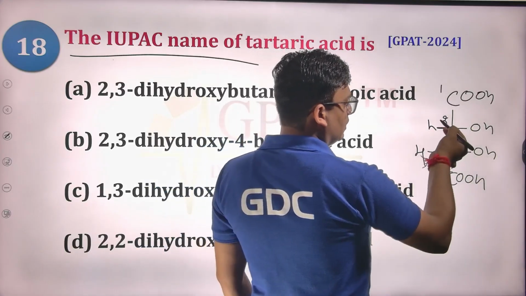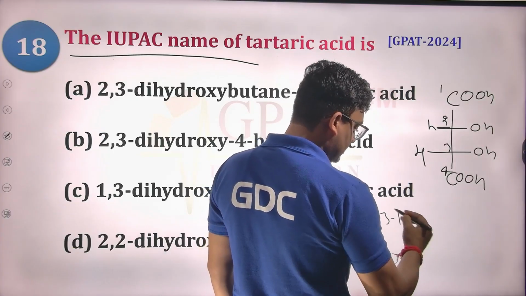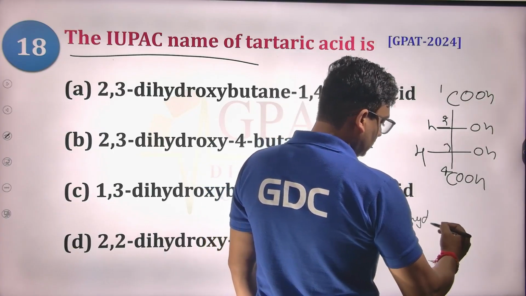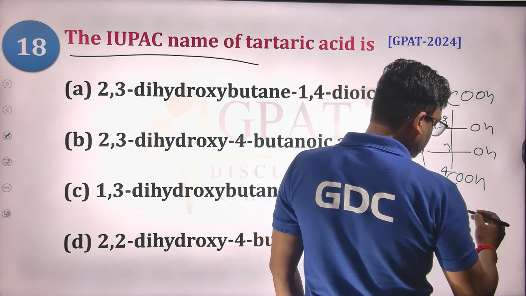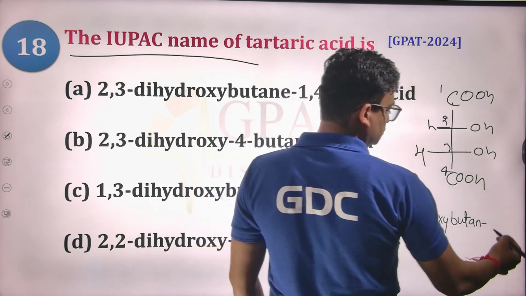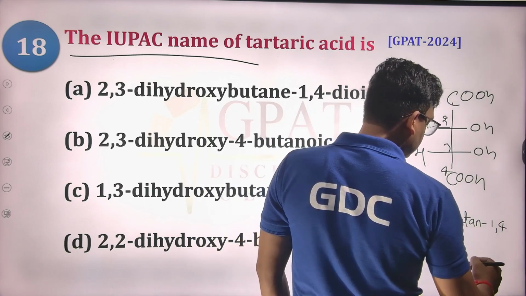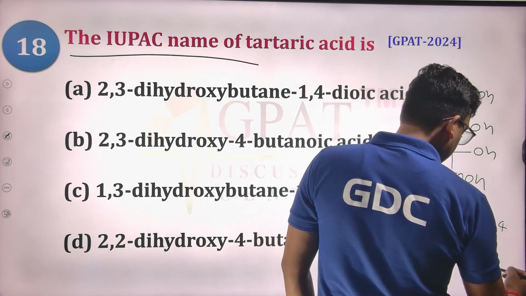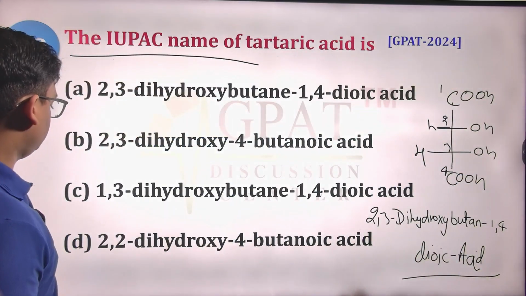And we are having hydroxy groups present at 2, 3, dihydroxy. Total we are having 4 carbons, so butane. And at the 1 and 4th position, we are having dioic acid, 1, 4 dioic acid. So let's see where the correct option is.